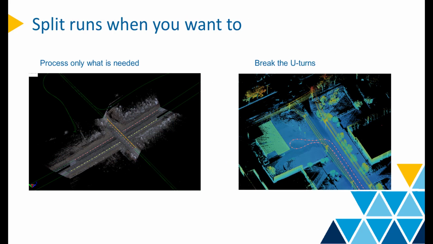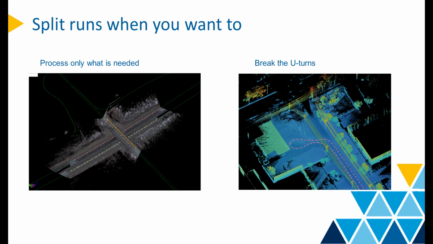Why would I want to split a run, you may ask? Imagine that you have kept the MX9 running for a whole day, but your actual regions of interest are only sporadic. Splitting the runs will allow you to process only what is needed and save the rest for the future.